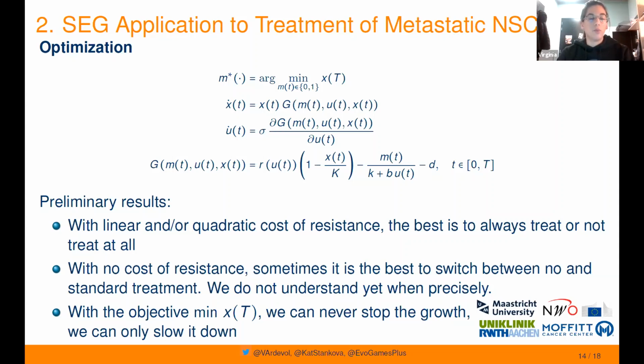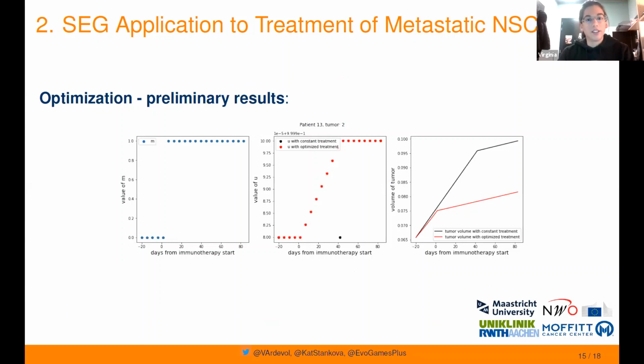So basically, when we assume cost of resistance, we seem to get that it was always best to either treat or not treat. And with no cost of resistance, we got some cases where modifying the treatment could lower the final volume. However, we didn't manage to stop the growth. And here is an example of one of the tumors where modifying M. Here on the right-hand side, you can see in black the tumor with constant treatment, and in red, what we get when we optimize the treatment.